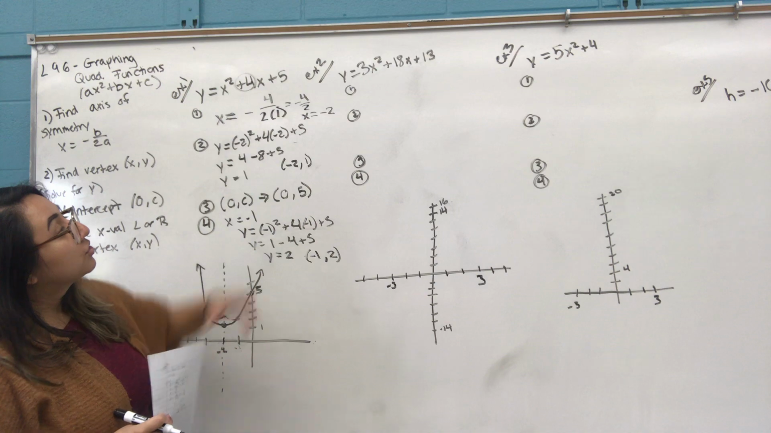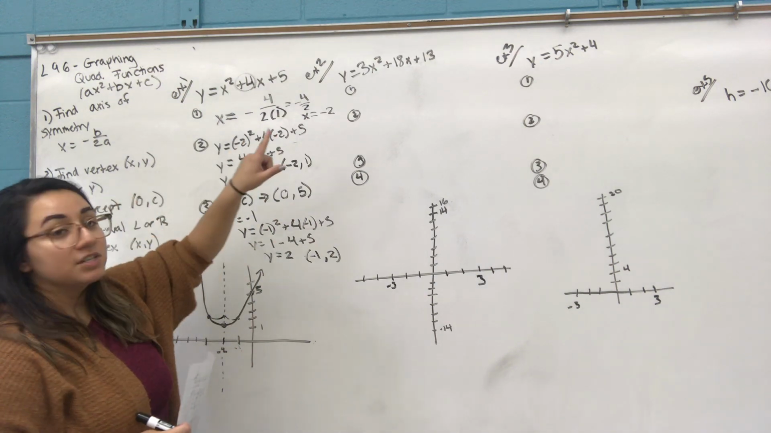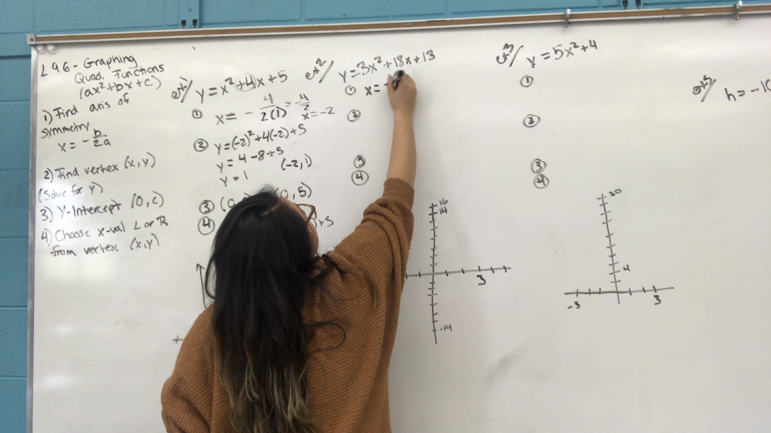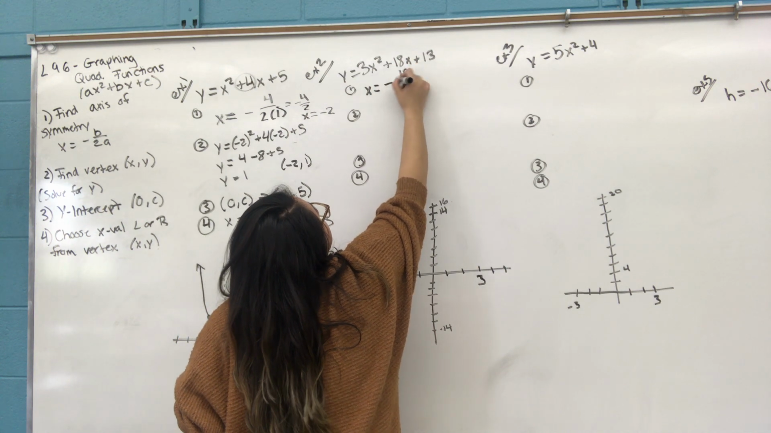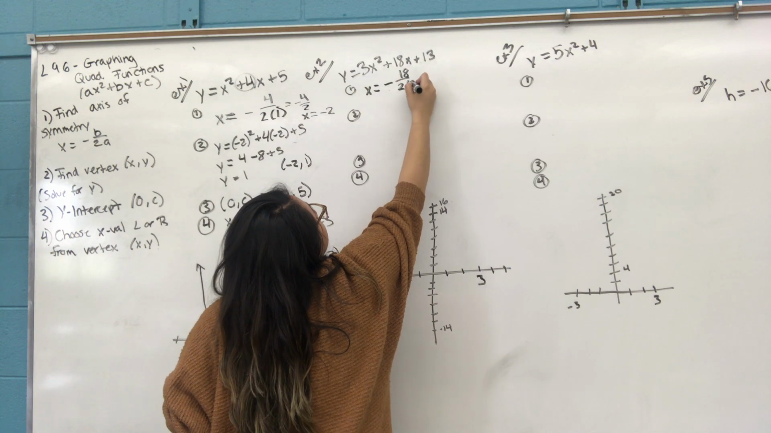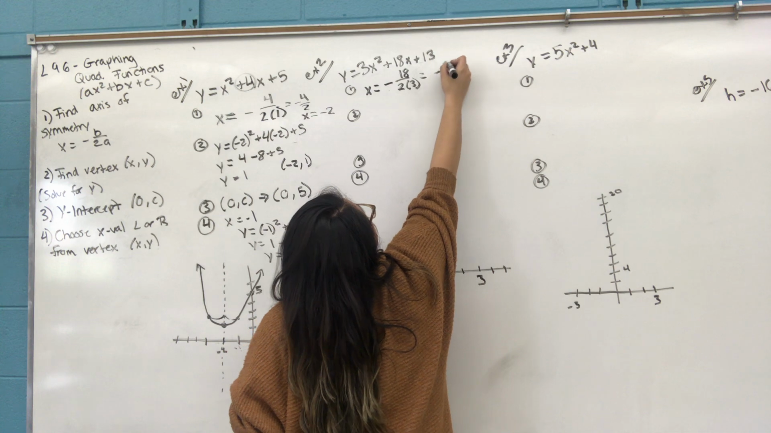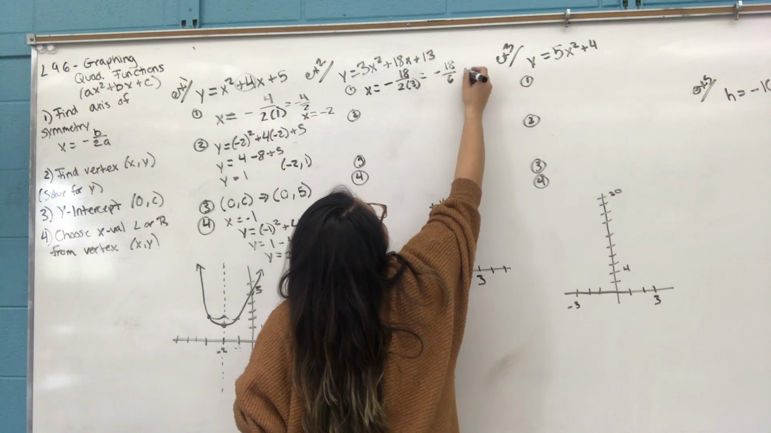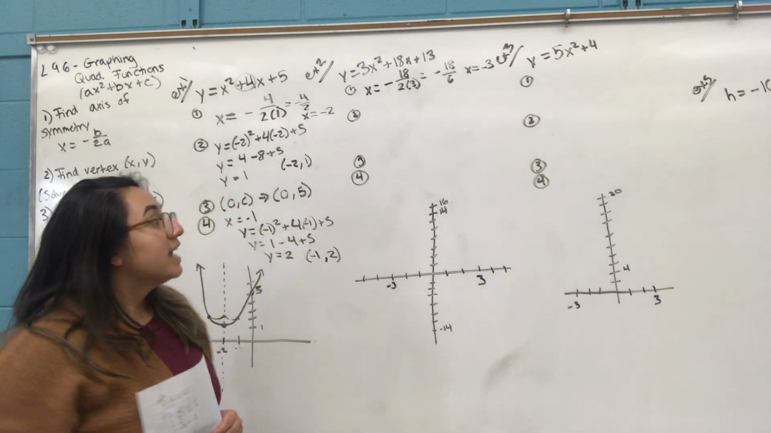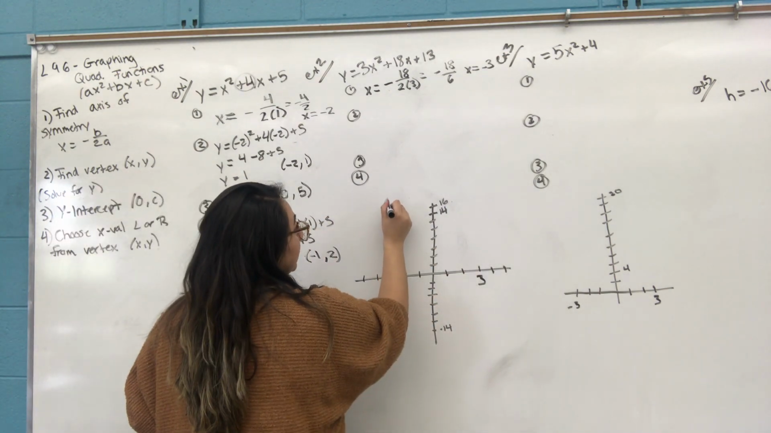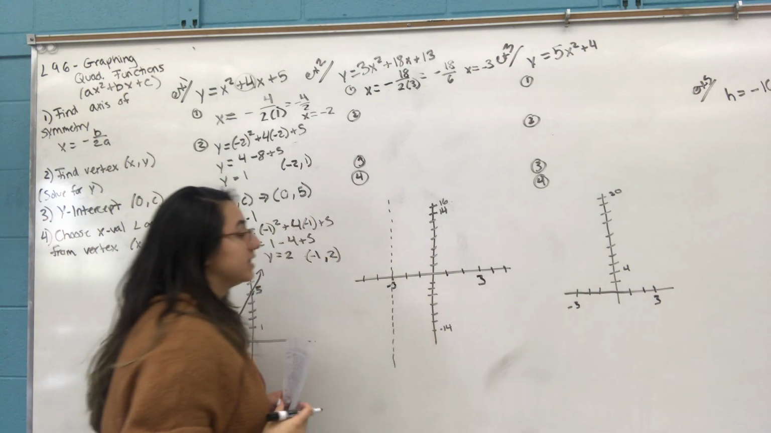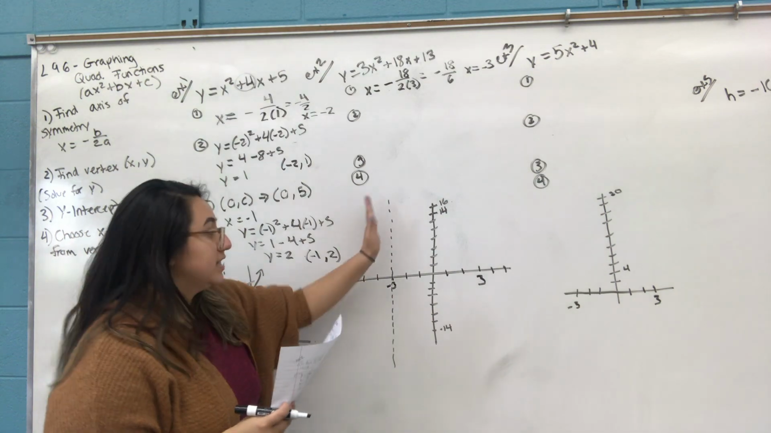Next one, y is equal to 3x squared plus 18x plus 3. First thing, find your axis of symmetry. So I have -b, so -18 here, negative b, over 2 times a. A is considered 3. I end up with -18 over 6, and then x is equal to -3. So I have my axis of symmetry at -3. I'm going to go ahead and draw my dotted line. And this just shows me that's where my graph, if I fold it, it's going to fold at that line.